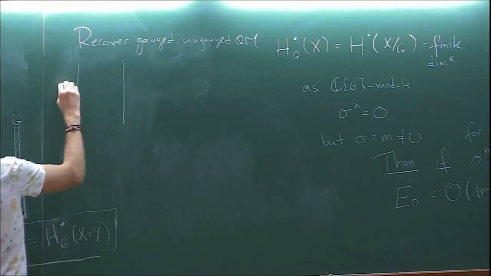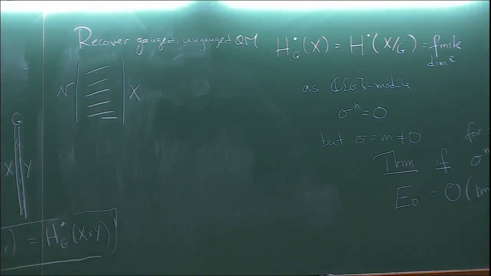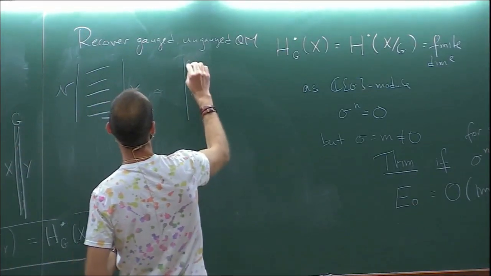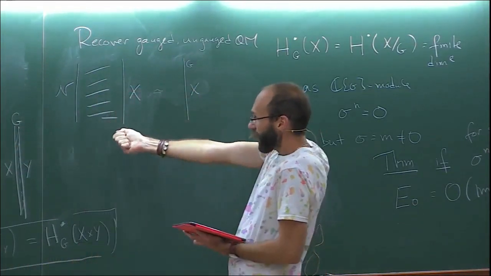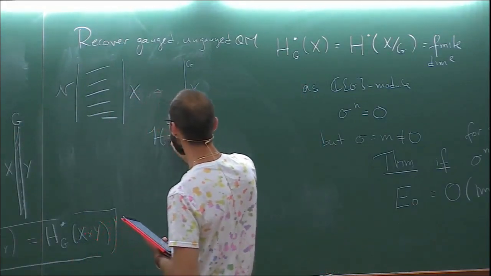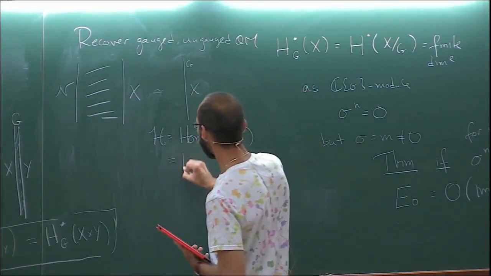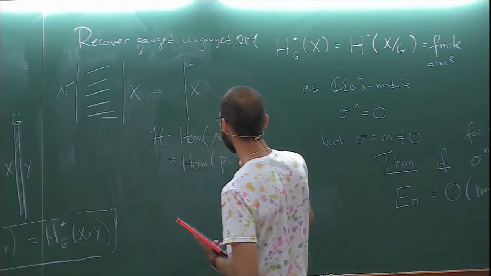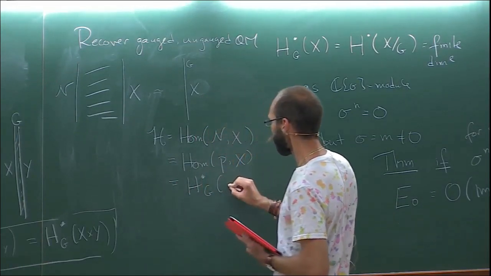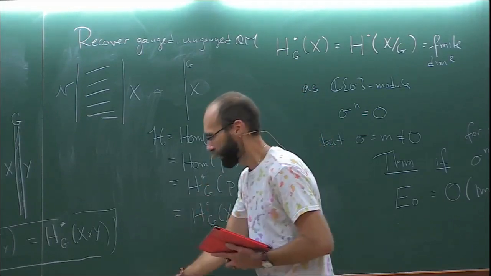A sandwich with Neumann gives you the one-dimensional gauged X theory. And we can simply check that the Hilbert space is correct. So this one-dimensional Hilbert space is going to be HOM Neumann X. In other words, that's HOM point X, which is equivariant cohomology of point times X, which is equivariant cohomology of X, which is the right answer.